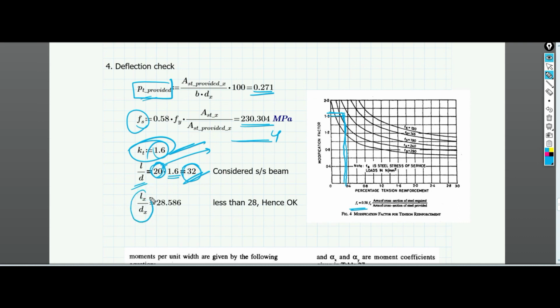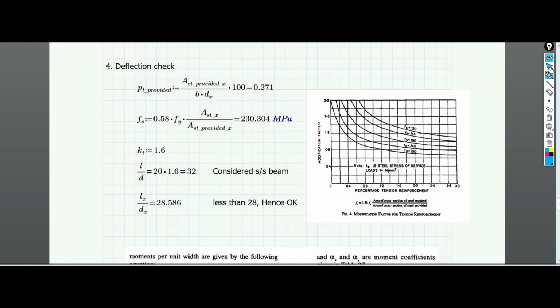Then Ly by dx, which is actually available, is 28, and as the required value is 32 and what you have provided is less than that, so it is okay. So there is no issue of deflection. Deflection will not happen.